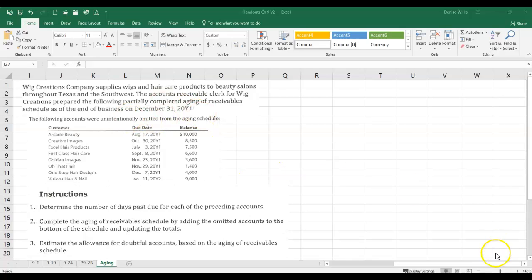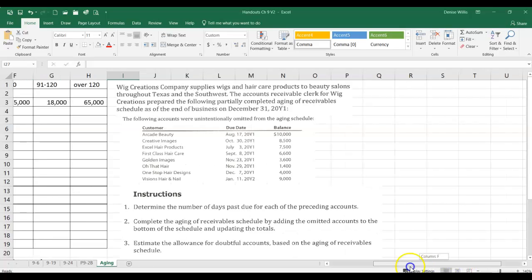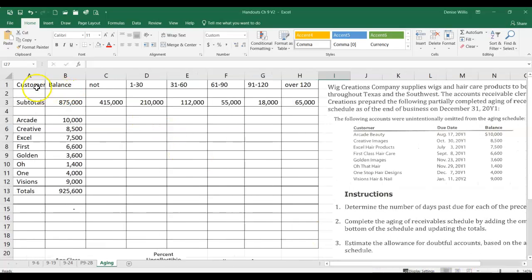Okay, and that picture of what has been done is not entirely here, but I will slide over here and show you the subtotals of that aging. Before we get to the rest of it, know that $875,000 in accounts receivable has been aged, and it is currently in these categories.